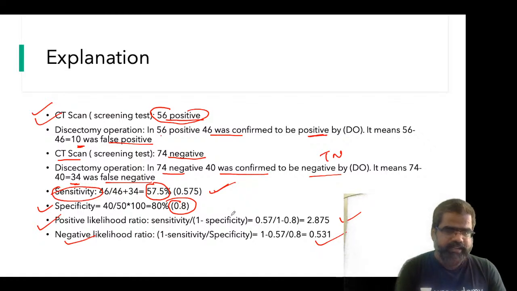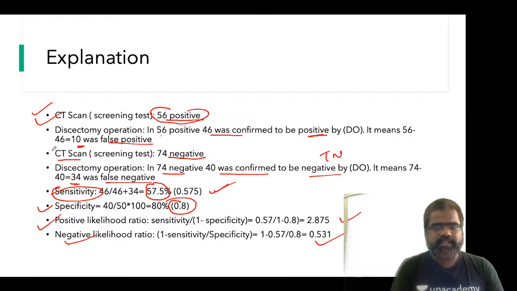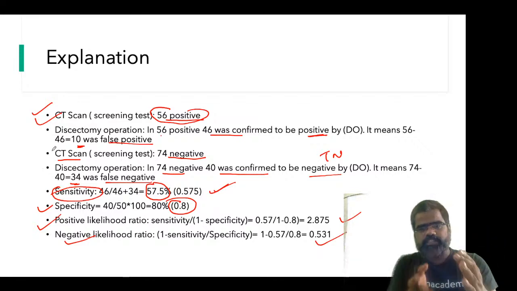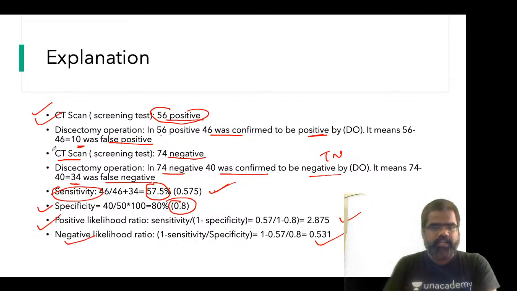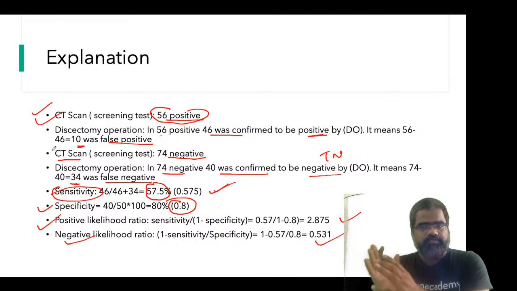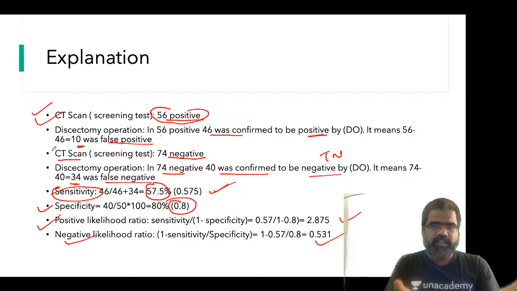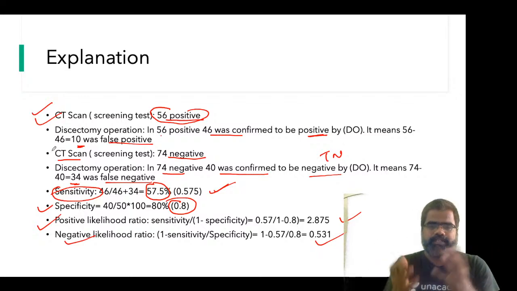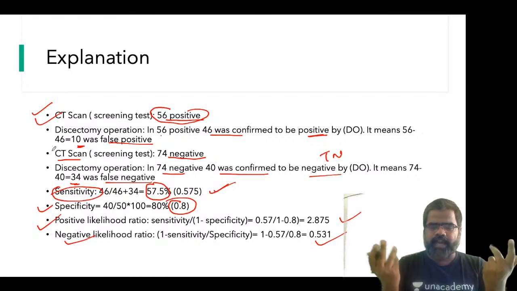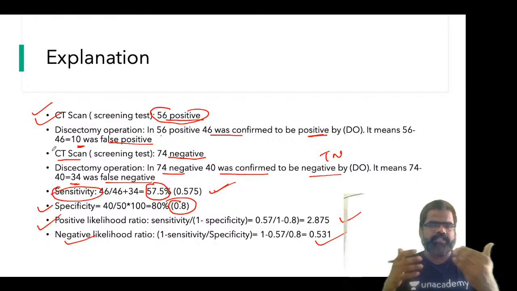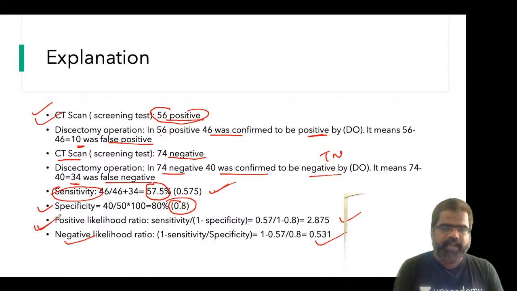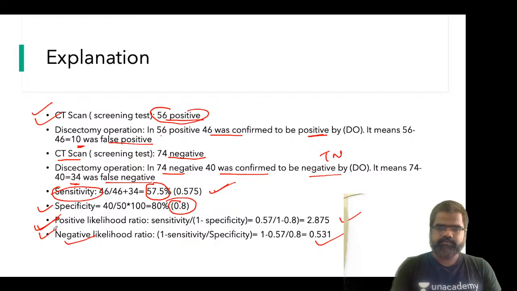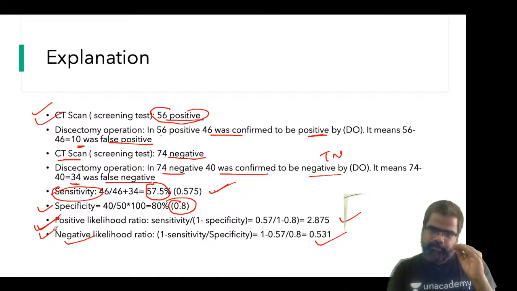So it is very important to understand the question. The screening test was CT scan, and that was subsequently verified by discectomy operation. So 56 were positive, 46 were confirmed positive. What is 10 then? 10 is false positive. 74 were negative. Out of that, 40 were confirmed negative. So what is the rest? 34, that is false negative. So you have all 4 values. Start calculating sensitivity, specificity. Once you know your sensitivity and specificity, you can automatically calculate your positive likelihood ratio and negative likelihood ratio. Slight calculation is required, but the process is the same. Process is not tough.